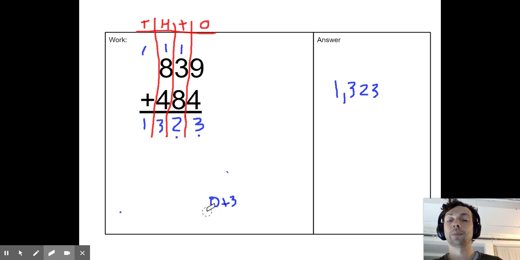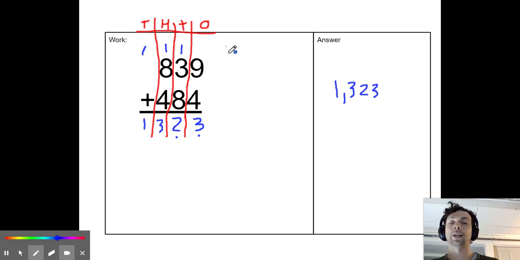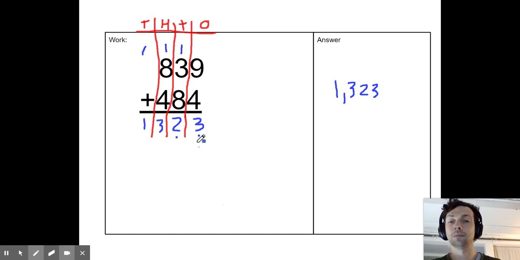And that's really what your work should look like when you're using the standard algorithm to add these larger numbers. Remember, the biggest misconception, the biggest mistake we often make when we are using the standard algorithm is putting more than one number into a place value. And we got to remember that in the ones, we can only have one number. In the tens, only one number. Hundreds, only one number. And thousands, only one number. Let's practice. Work hard.